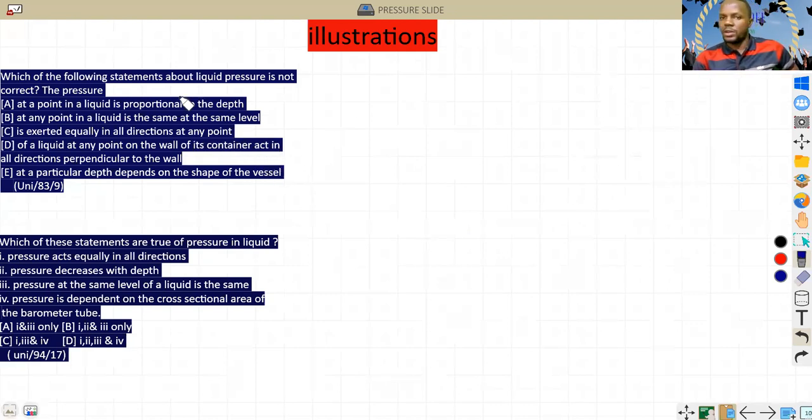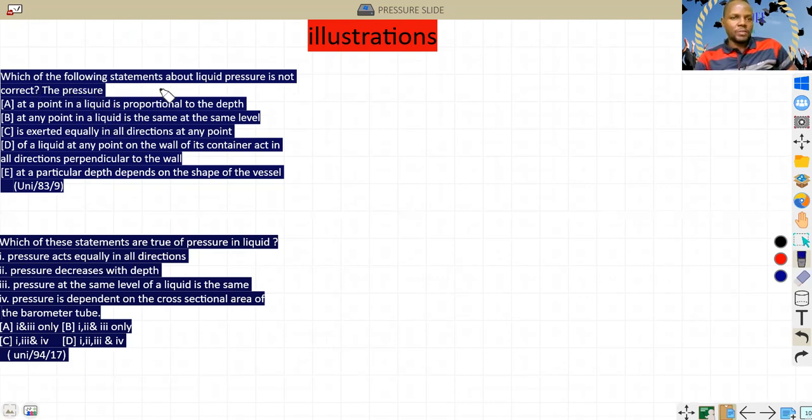Now, the first question on illustration today is, like I said, don't forget, I am not the one that always prepared this illustration. They are prepared by some of my good students that have learned a lot, and some of them are already in tertiary institution. And that is why when you see some questions, it might not be of your level, but don't worry, I will help you break them down for better understanding.